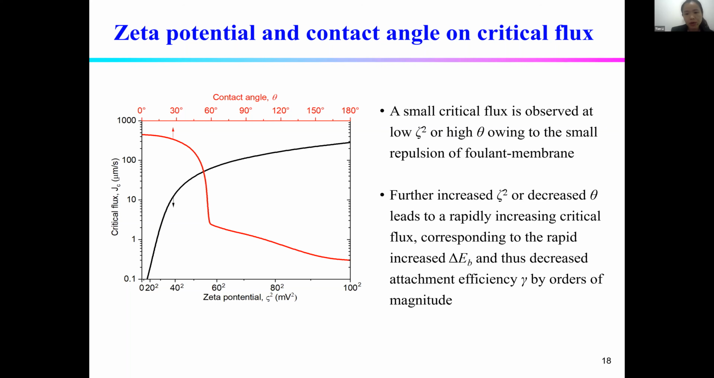And we can see that more critical flux is observed at a lower zeta potential square or higher contact angle, owing to the small repulsion of the foulant membrane. While further increasing the zeta potential square or decreasing the contact angle can lead to a rapidly increasing critical flux corresponding to the rapidly increased energy barrier, and thus decrease the attachment efficiency by orders of magnitude.